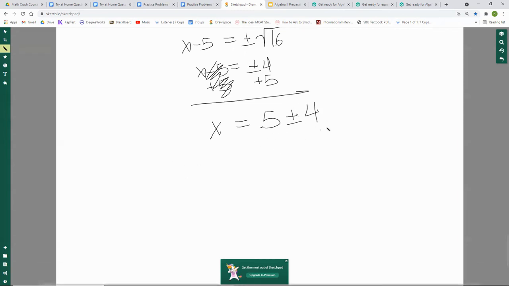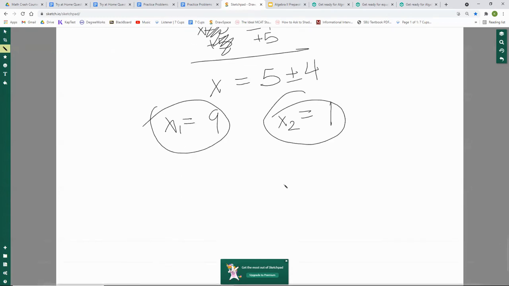Well, we have two versions of x, two possible answers for x. We have x1 equals, and let's do the first method, where we can choose between positive or negative. I'm going to just choose positive, so 5 plus 4 is 9. Then for the second version, x subscript 2, we do 5 minus 4 this time, and we get 1. Essentially, x1 equals 9 and x2 equals 1.